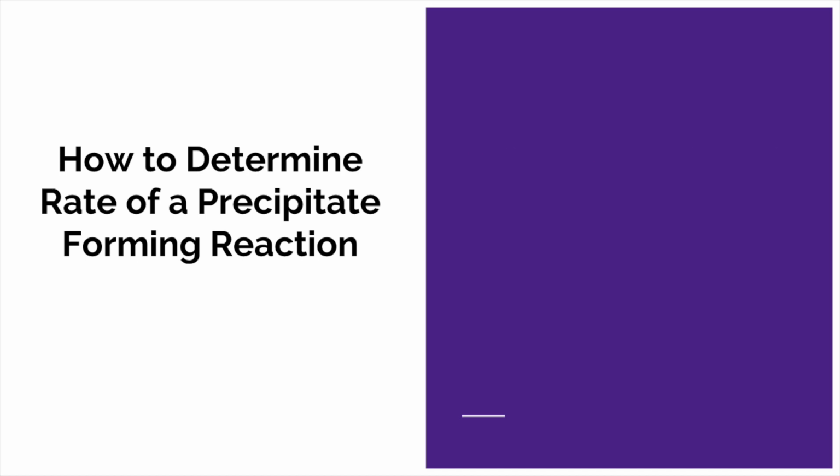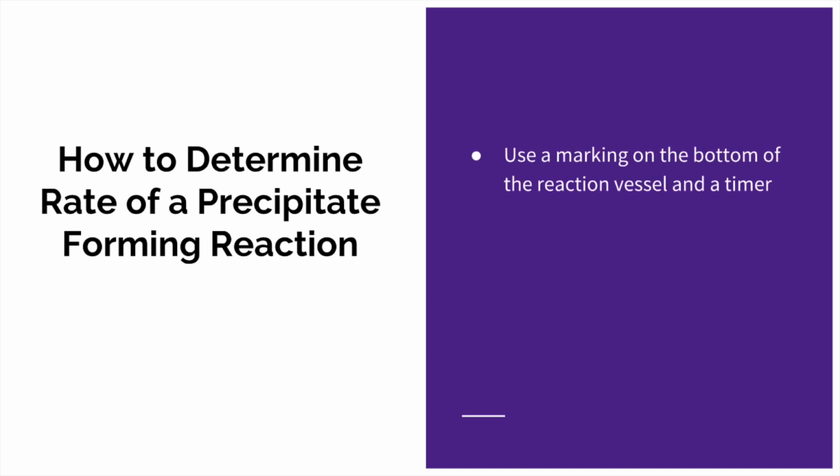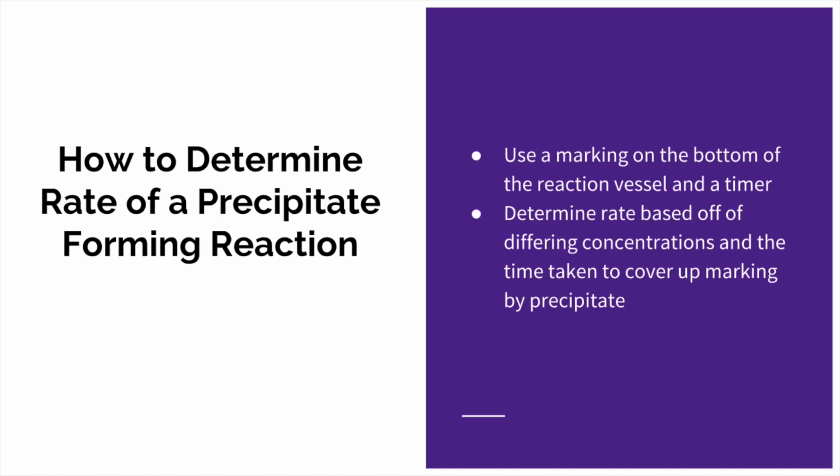For a precipitate-forming reaction, we must instead put a marker on the bottom of the reaction vessel, then add the reactants and watch as precipitate forms. Once the precipitate covers the entirety of the marker, we must mark this time using a timer and determine at which times the reaction finished. Then, using the concentrations of the reactants and the integrated rate laws, we can once again determine the order of each reactant, following the same steps that we used in this lab.